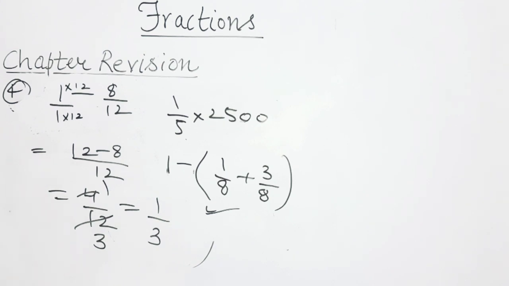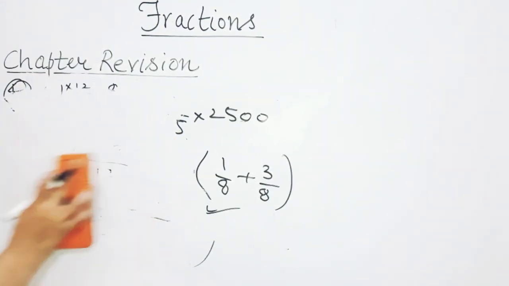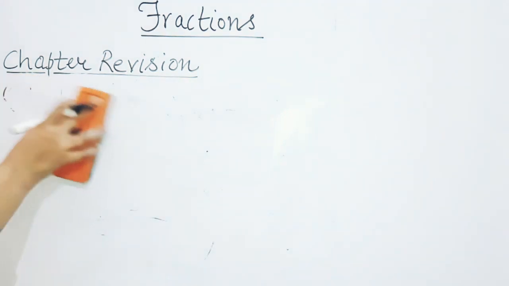Now coming to the last question of this exercise, that is question number 7. Priyanka had to walk 5/6 of a kilometer. She walked 2/3 of a kilometer. What fraction of kilometer is left for her to walk? प्रियंका को कितना चलना है? How much she has to walk? 5/6 of a kilometer. कितना चलना है प्रियंका को?